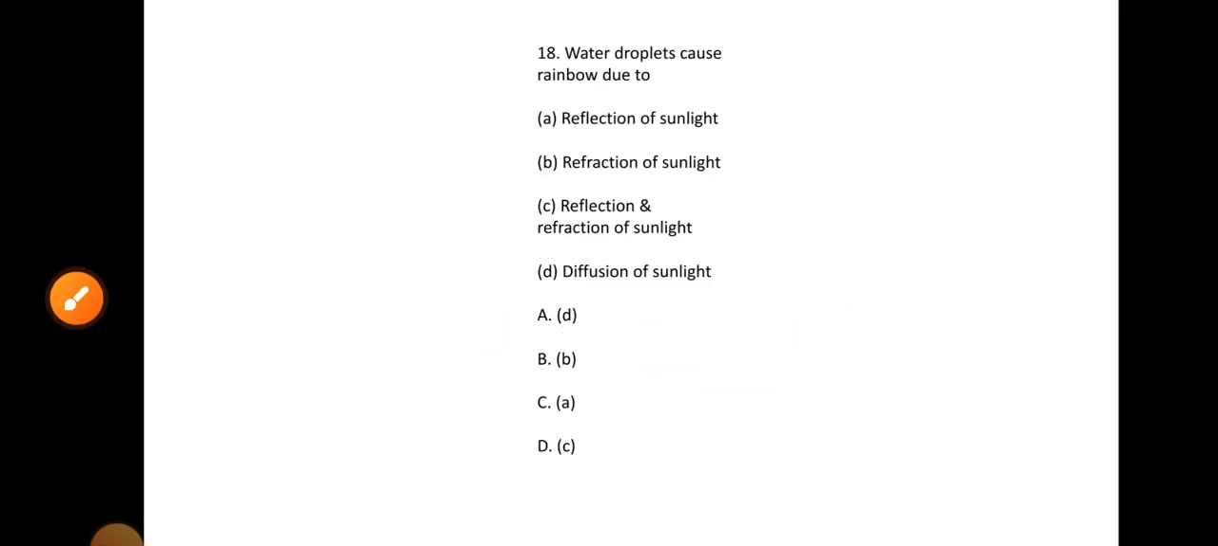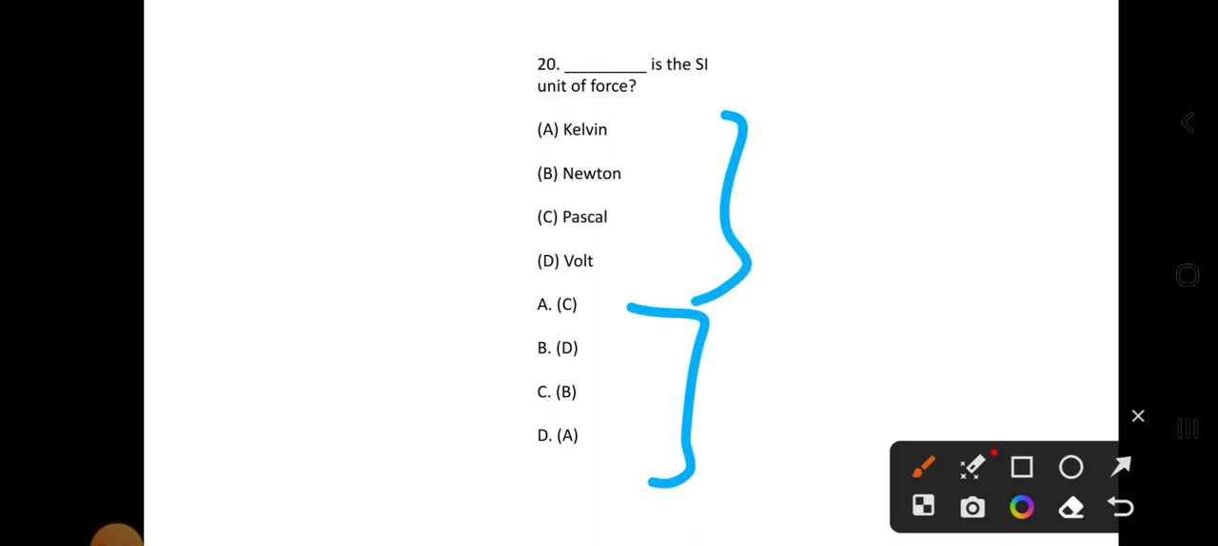18th. Water droplets cause rainbow due to A, reflection of light, B, refraction of light, C, reflection and refraction of sunlight, D, diffusion of sunlight. Option A says D, B says B, C says A or D says C. 19. When a person can see only nearby objects, the condition is called hypermetropia, astigmatism, myopia or retinopathy. 20. Dash is the SI unit of force: Kelvin, Newton, Pascal, Volt. Answer from these options, okay, not from these options.